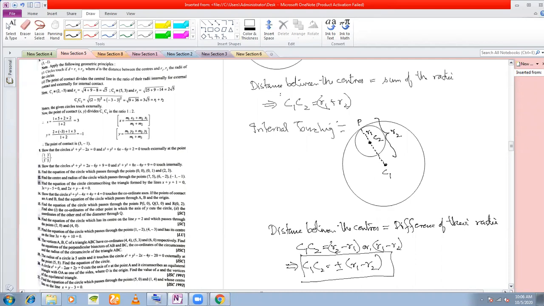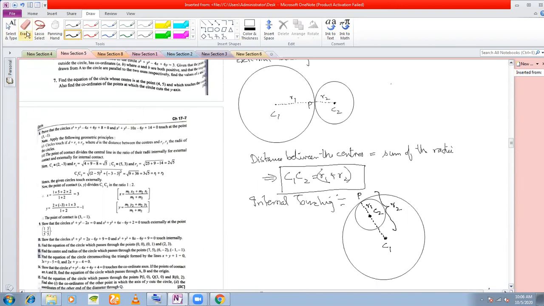Okay. So remember, in order to show that two circles touch each other externally, the condition is C1, C2 equals R1 plus R2. That is, the distance between the centers is equal to the sum of the radii. And for internal touching, the distance between the centers is equal to the difference of the radii. With that idea, we shall start the next sum.